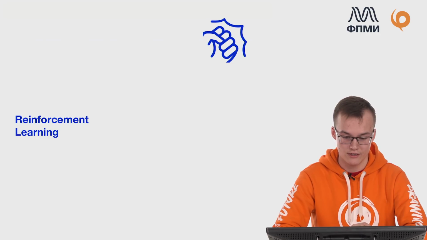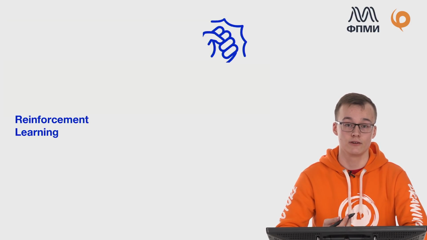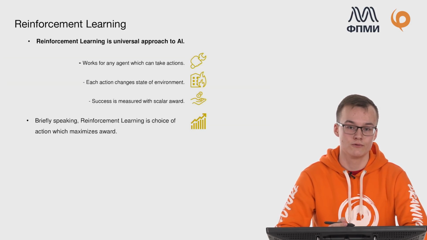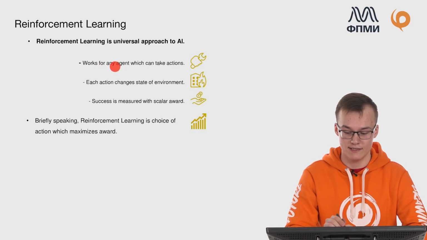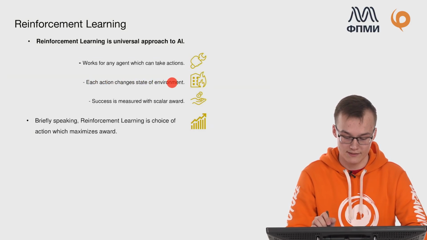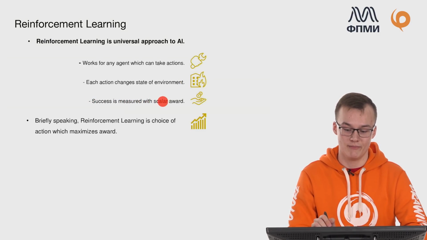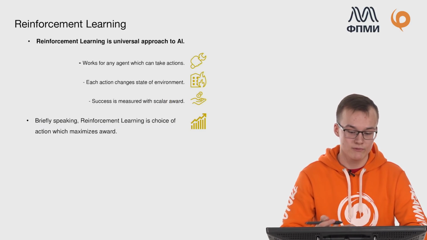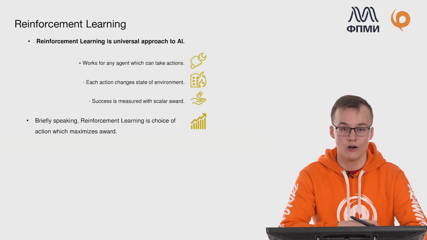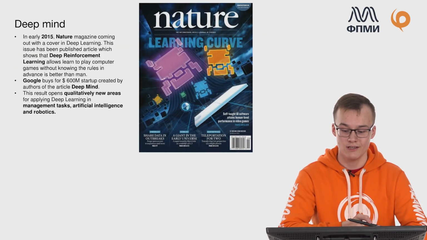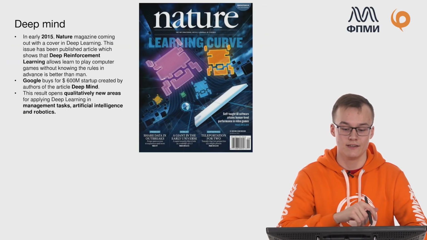We have discussed recurrent neural networks, which let us work with sequences. And now I'd like to turn to reinforcement learning. This is a universal approach to artificial intelligence. This kind of learning works if we have some agent which can take actions, and each action changes the state of the environment which our agent can observe, and success can be measured in some scalar reward. Briefly speaking, reinforcement learning takes an agent and tries to find the best agent which can take such actions that they maximize the final reward. Reinforcement learning is so great that it even appeared in Nature magazine.